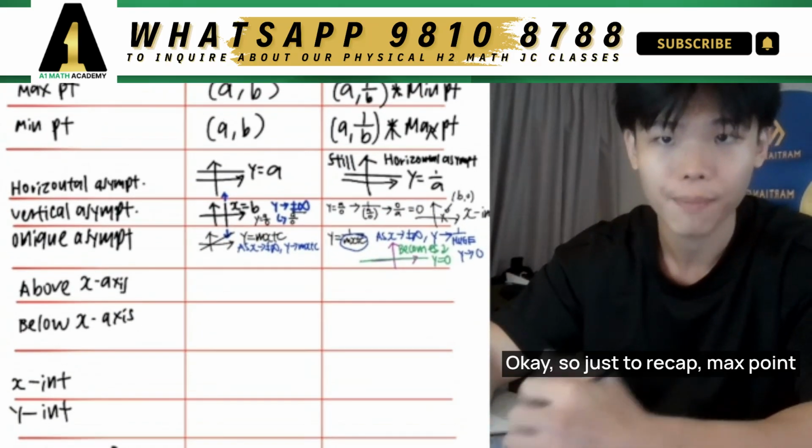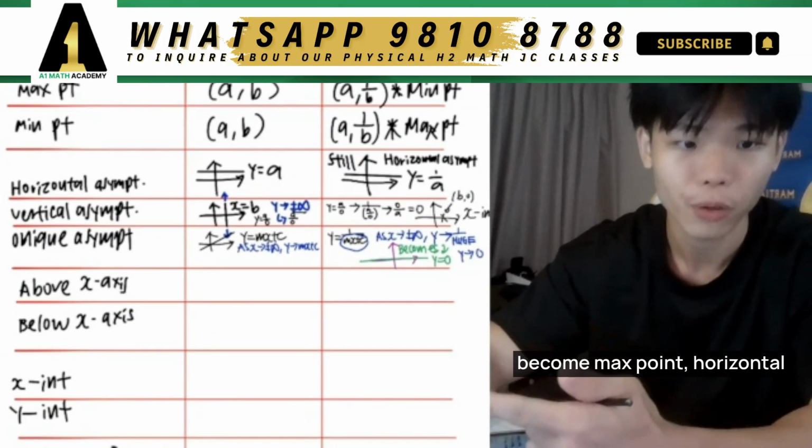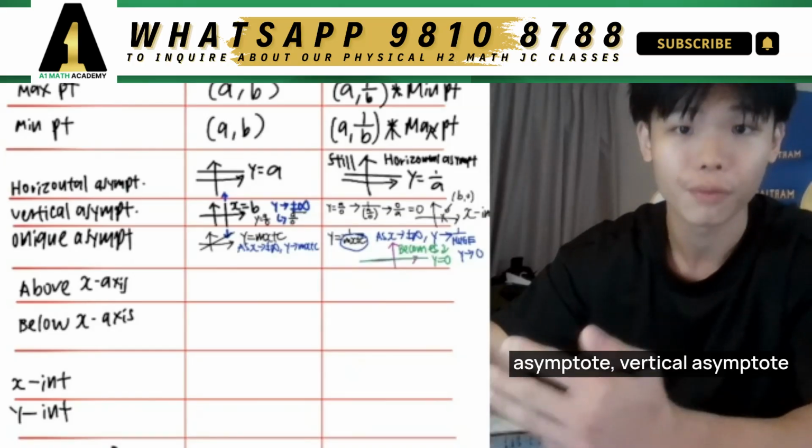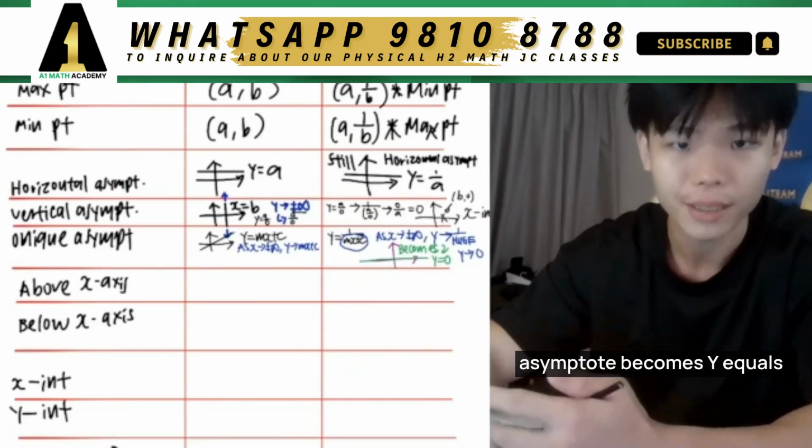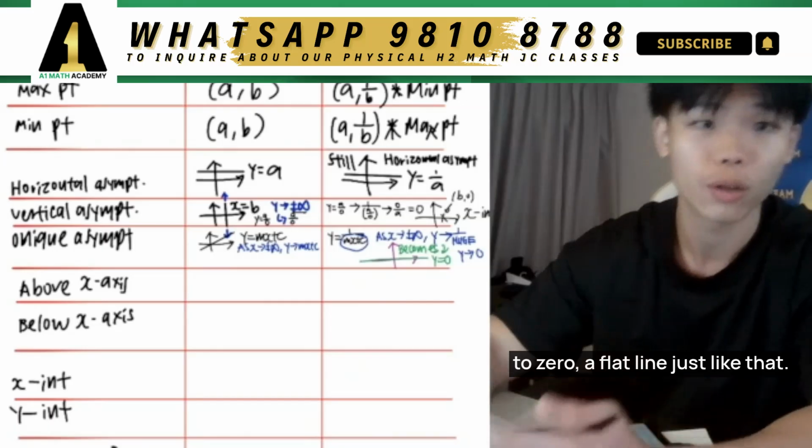Okay? So just a recap: max point becomes min point, min point becomes max point, horizontal asymptote remains as horizontal asymptote, vertical asymptote becomes an x-intercept, oblique asymptote becomes y equals 0, a flat line, just like that.